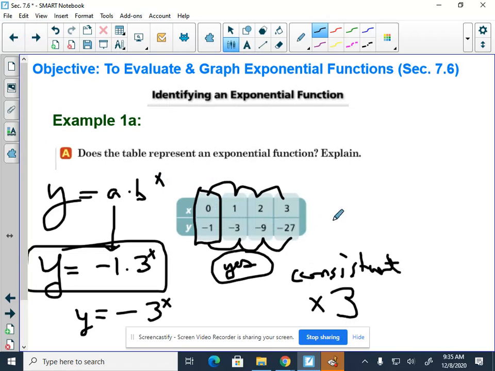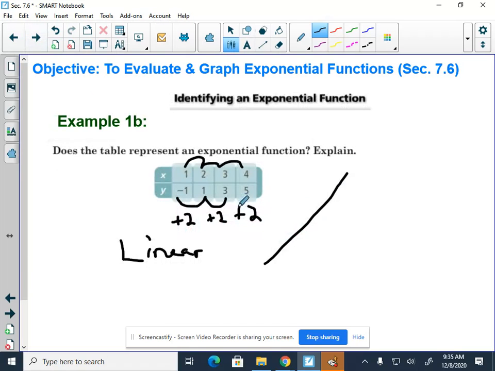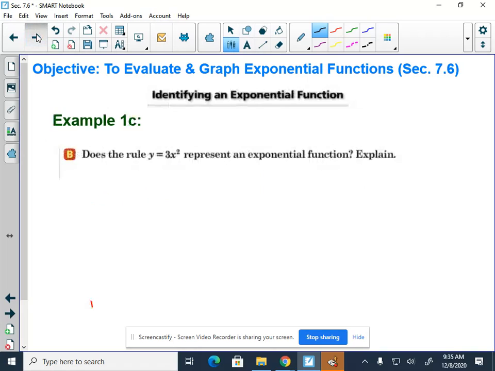This one, if we graph it, it would end up doing this and have the exponential shape like those first graphs. It's the graph of a curve. This one would be the graph of a line. So in B, it's no. What you have to remember is if you add each time to get the next number or subtract each time, that's linear.